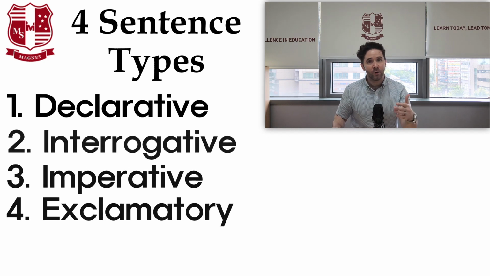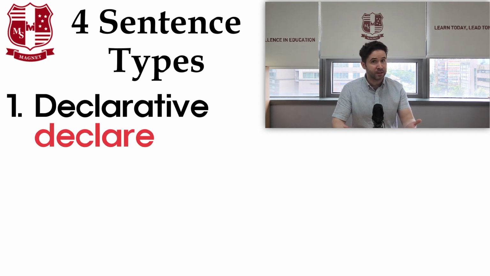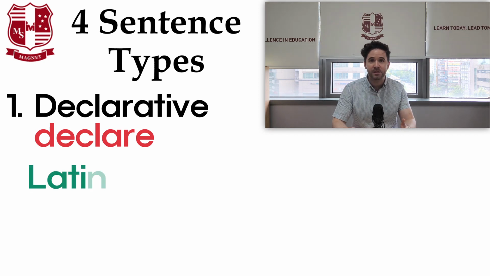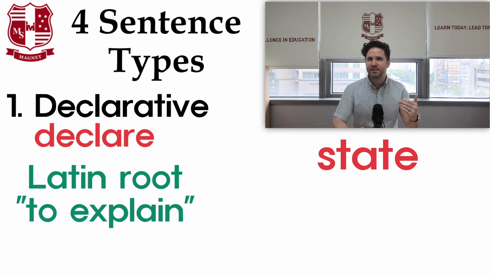So let's begin with declarative. This is essentially the most simple type of sentence. The word declarative has another word inside of it that you should already know. There's a verb in there. Do you know what word is inside of declarative? It is declare. Now, what does it mean to declare something? So declare comes from a Latin word, and this means to explain. And you can also have a synonym of declare. It is state. So what kind of sentence is a declarative sentence?